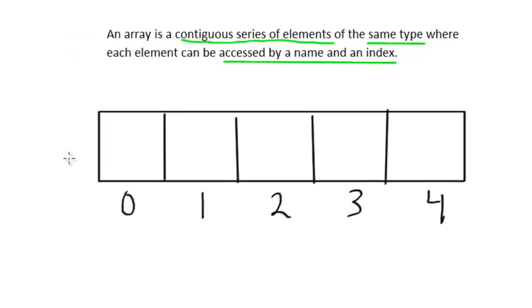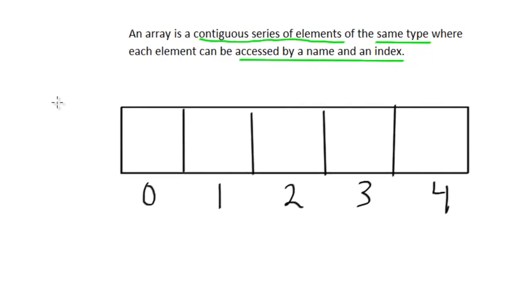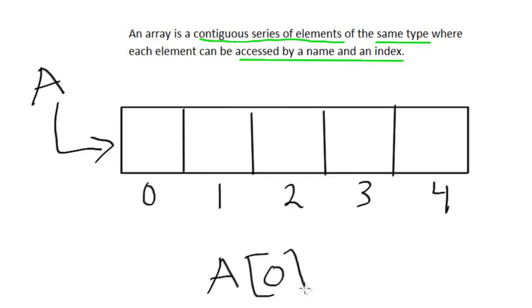Now whenever we go about creating an array, we give it a name. So this particular array here may be array A. The way we access a particular element is by specifying the name of the array, in this case A, and then an open square bracket, and then some index like 0, and then a close square bracket.